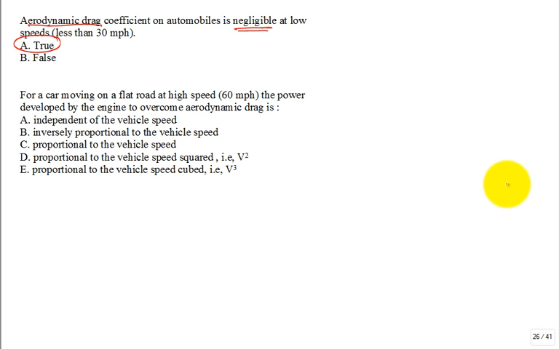For a car moving on a flat road at a high speed, 60 miles an hour, the power developed by the engine to overcome the aerodynamic drag is independent of the vehicle's speed, inversely proportional, proportional to V squared, V cubed. Which one is it? V cubed. That really goes up as the speed of the vehicle goes up.